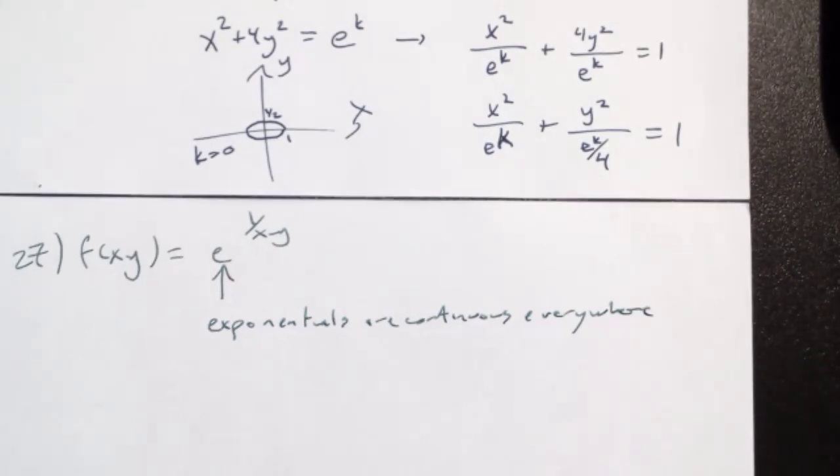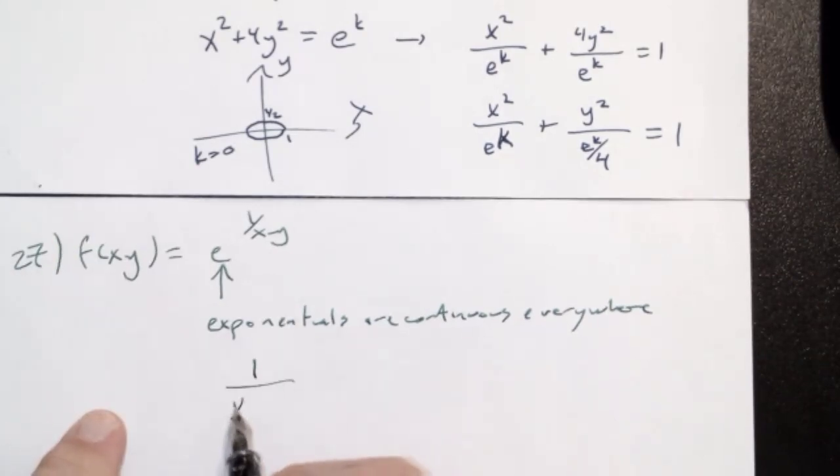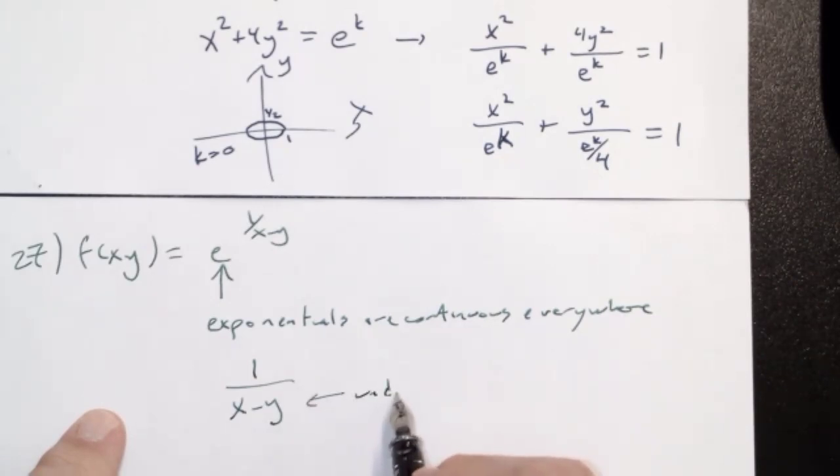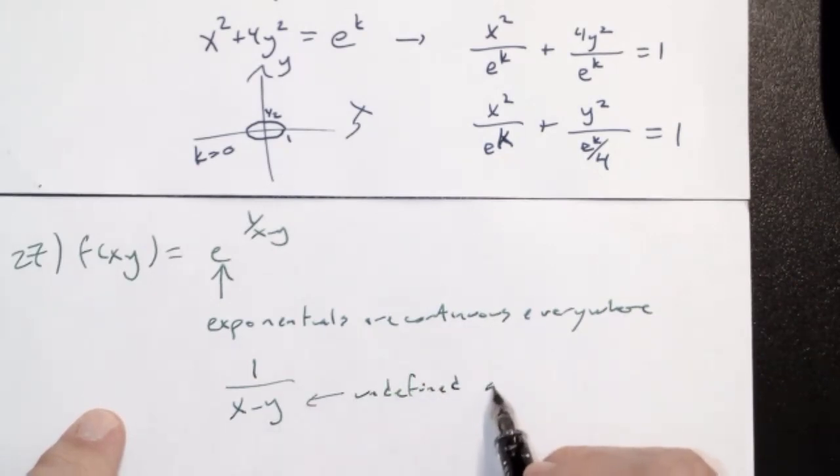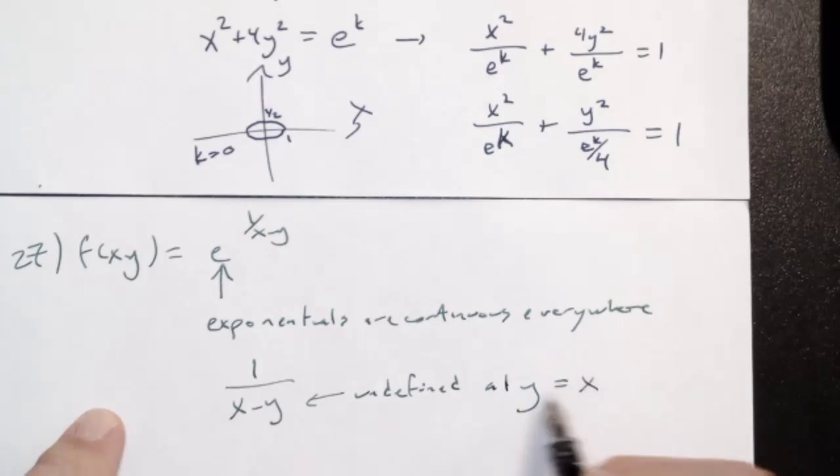So it can't be the E part that's the problem. It's got to be the other part that's the problem. So let's look at the other part: 1 over x minus y. Oh, that's undefined when the bottom is 0. That's the line y equals x, isn't it? And that's exactly the line where we saw things go to hell in a handbasket in the picture.